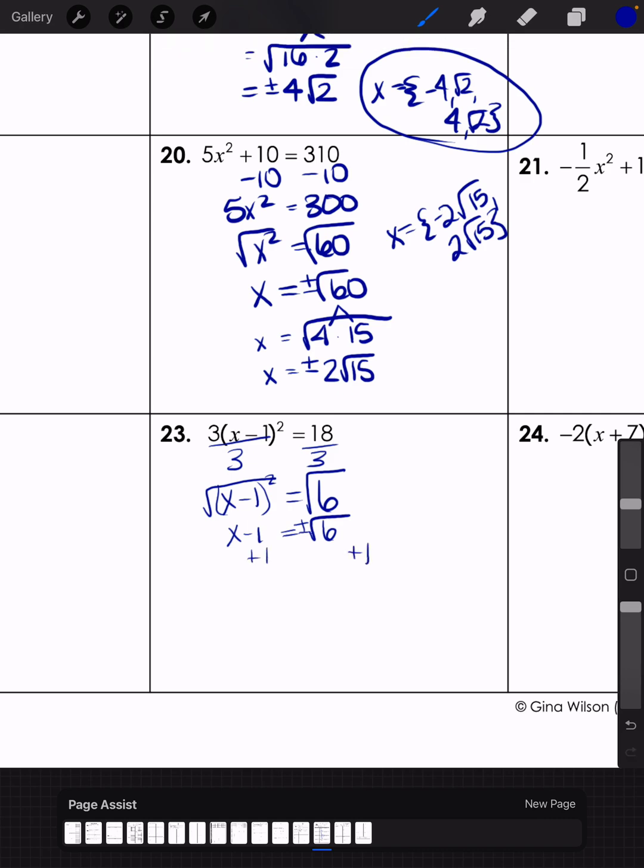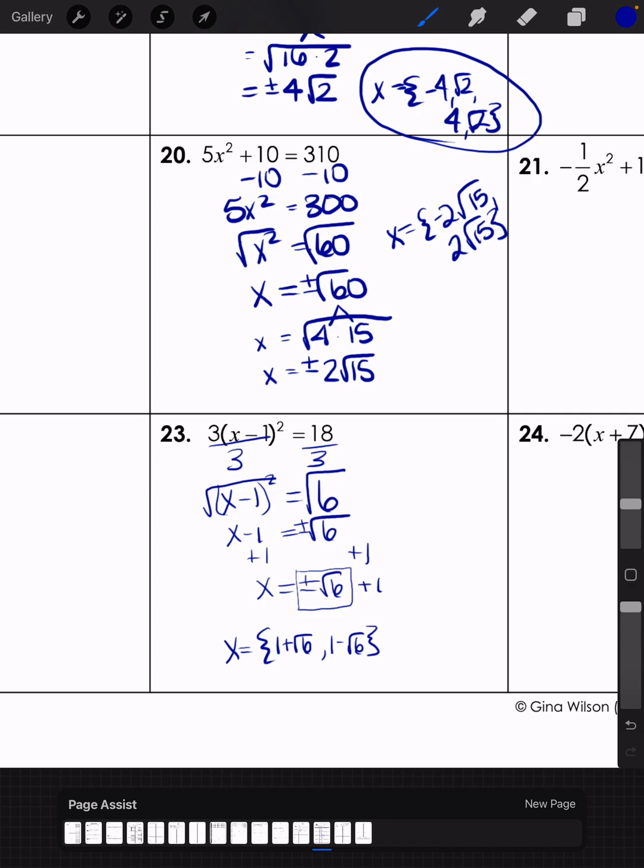Now I cannot add 1 inside of the radical sign, so I'm left with x is equal to, we can write plus or minus the square root of 6 plus 1, or we can write 1 plus. So I can write it as 1 plus the square root of 6, 1 minus the square root of 6. And the reason I changed the sign on the 6 and not the 1, so I'm adding 1, but this is the thing that has the two different signs on it. So it's either plus square root of 6 or minus square root of 6.